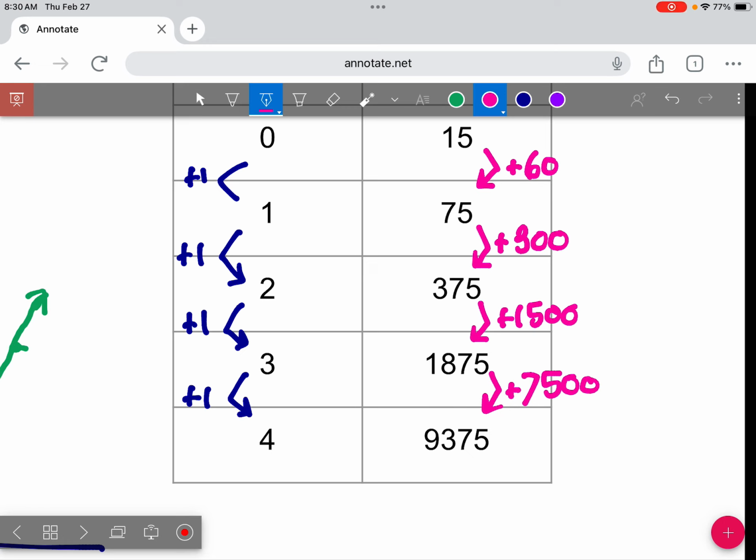So, easy question here. Is this a line? It would need to add by the exact same amount. What do we notice is happening with these numbers here? What do we notice between 60 and 300, 300 and 1,500, 1,500 and 7,500? What do we notice about those?